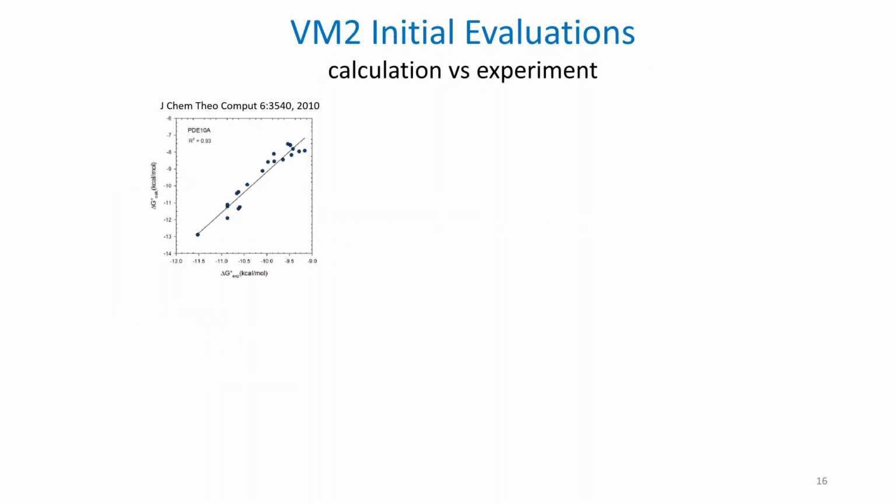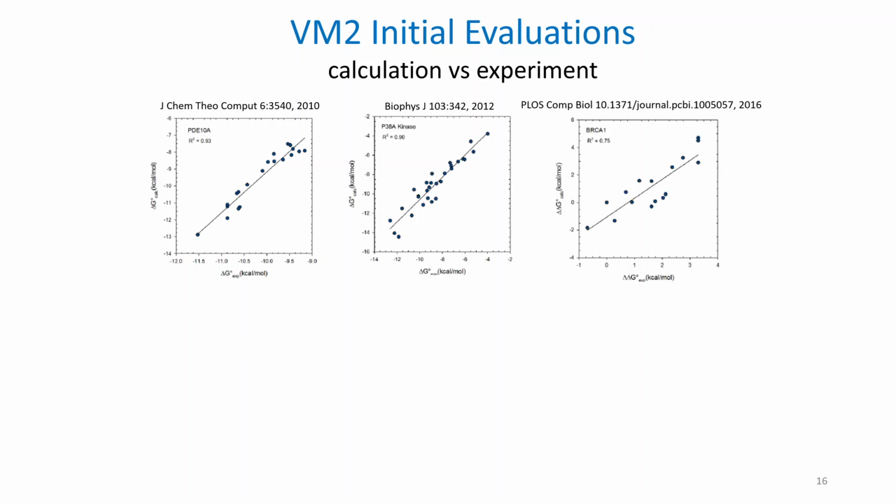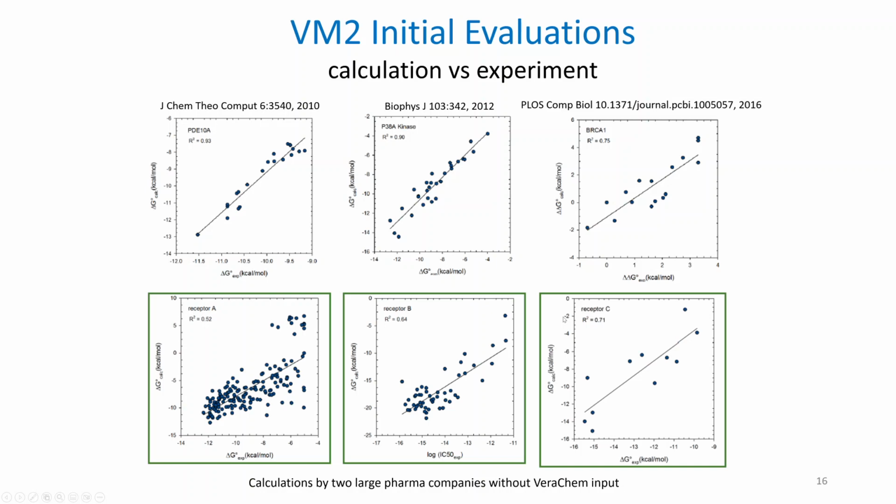So some of our initial evaluations a number of years ago gave encouraging correlations with experiment. This is phosphodiesterase 10A. Here's calculation versus experiment. Next is our work from the lab of Professor Xiao and Cheng at UC Riverside, again, encouraging correlations. Maybe most telling were these calculations from two different pharmaceutical companies, which were done entirely in their hands on receptors which we actually don't know what they are. And again, without our expert intervention, they got correlations with experiment on the order of 0.5, which again was quite encouraging, especially given the speed of the method.